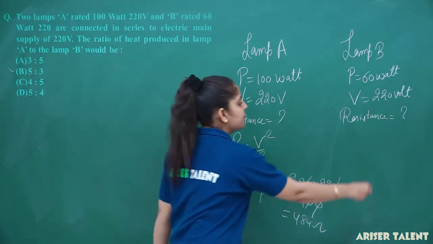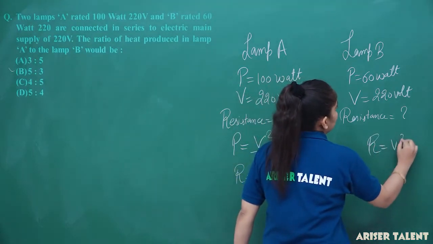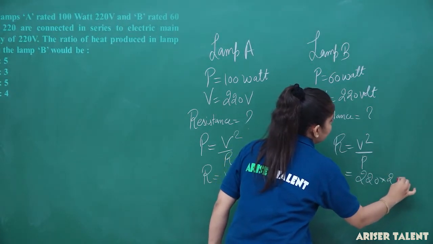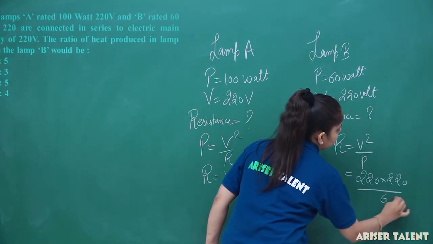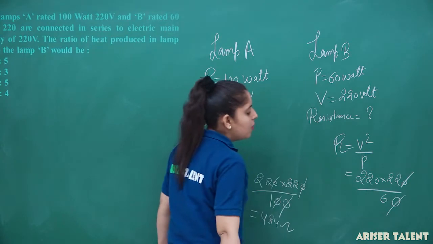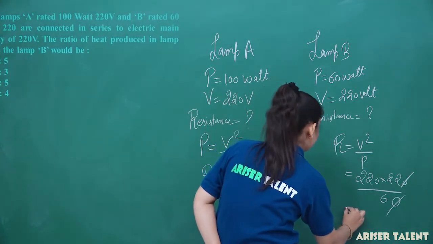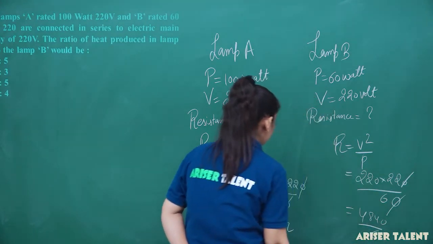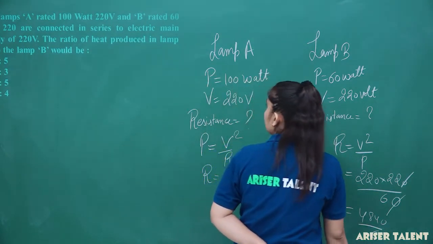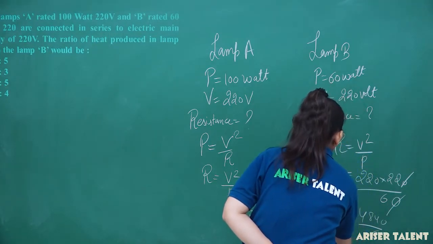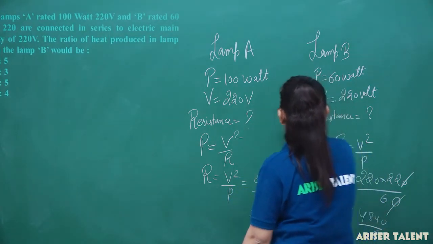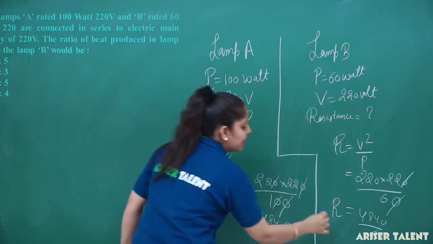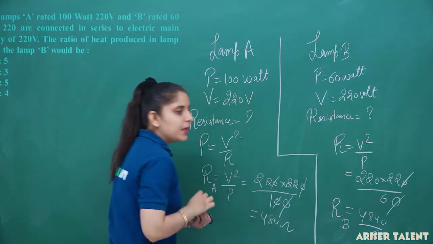In the second case, R will be V square by P. It came out to be 220 into 220 upon 60. 0 will be cancelled by 0 and it came out to be 4840 upon 6. So, these are the resistances in both the cases. This is the resistance of lamp A, I am denoting it as RA, and this is the resistance of lamp B.